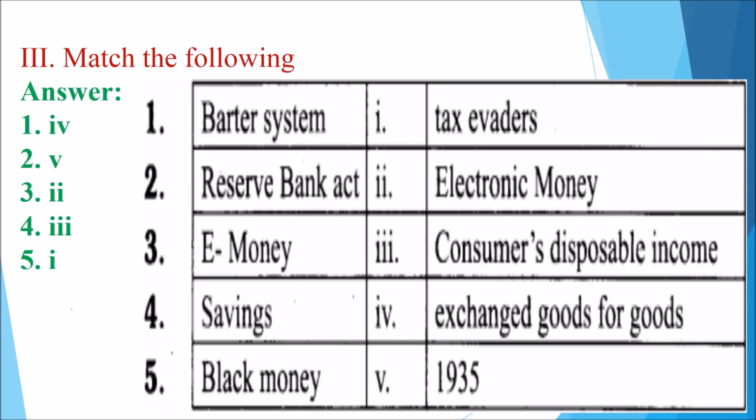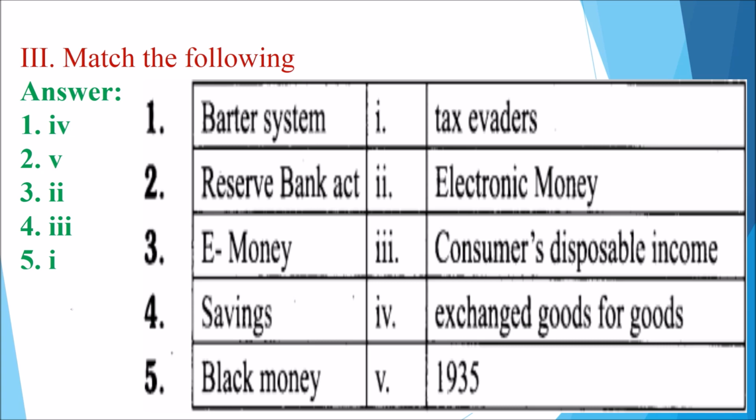Roman letter 3. Match the following. Question number 1. Barter system. So the correct answer is exchanged goods for goods. Question number 2. Reserve Bank Act. So the correct answer is 1935. Question number 3. E-money. So the correct answer is electronic money.